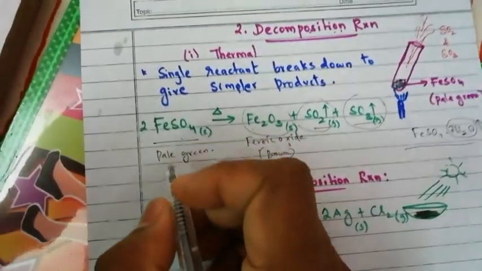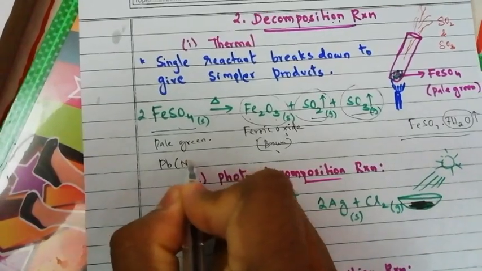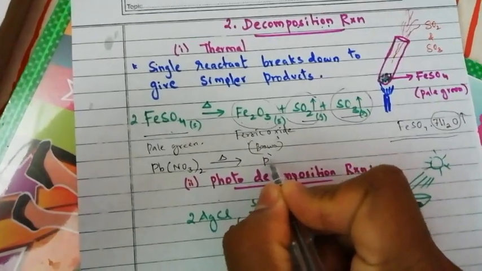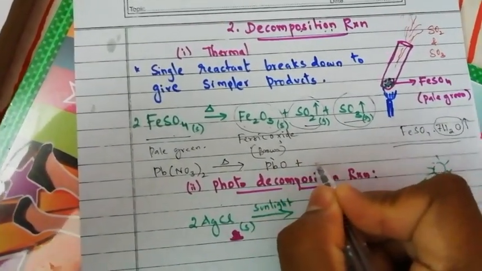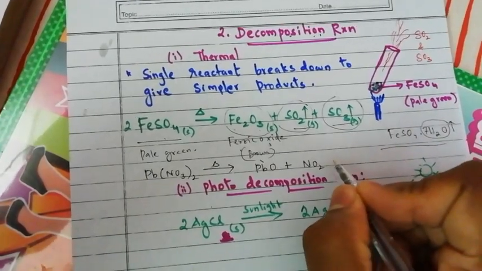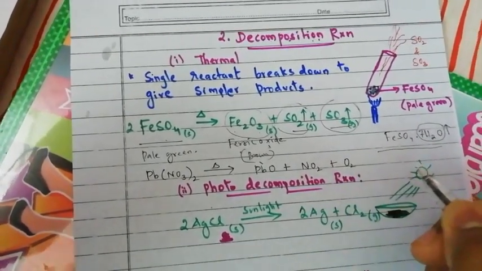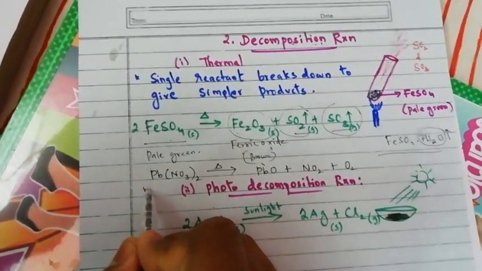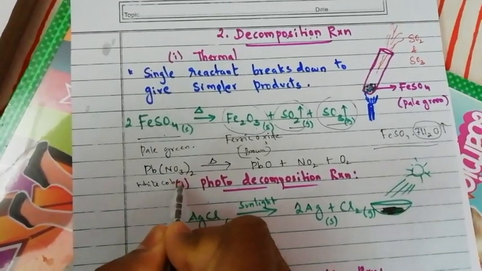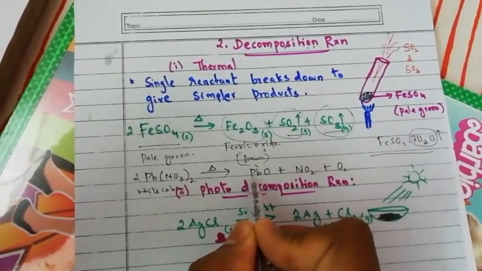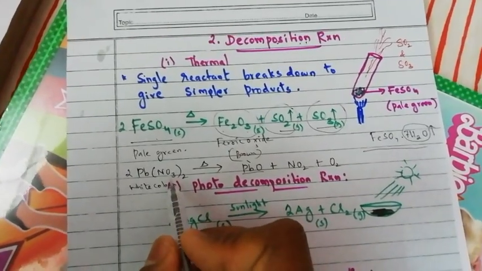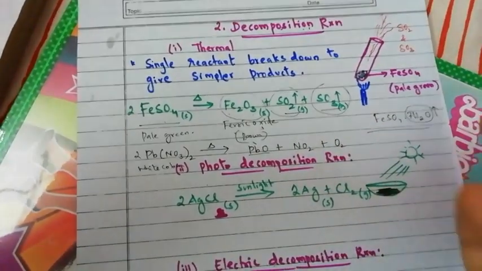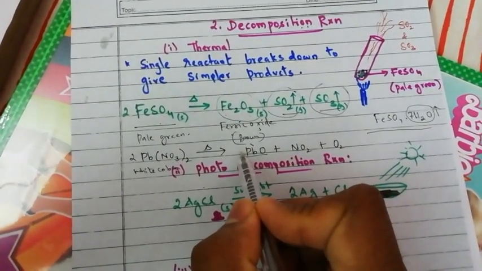An example of lead nitrate, Pb(NO3)2. When it is heated, it becomes lead oxide plus nitrogen dioxide and then some amount of oxygen gas. You know what happens? This lead nitrate is actually a white color crystal. When it is heated, as I told you, all these crystals have moisture, water molecules in them, so they get evaporated first and it becomes lead oxide.